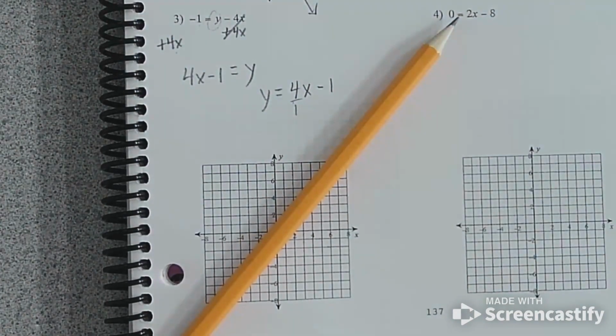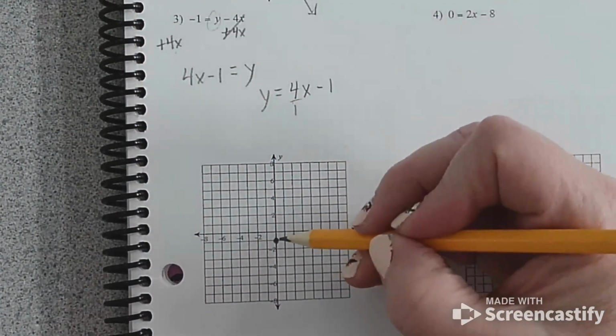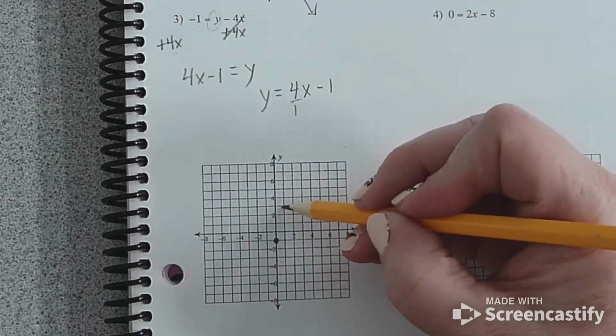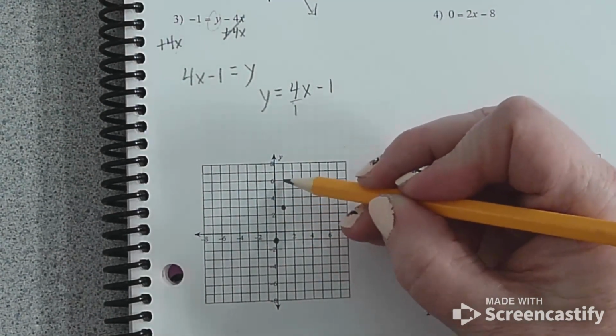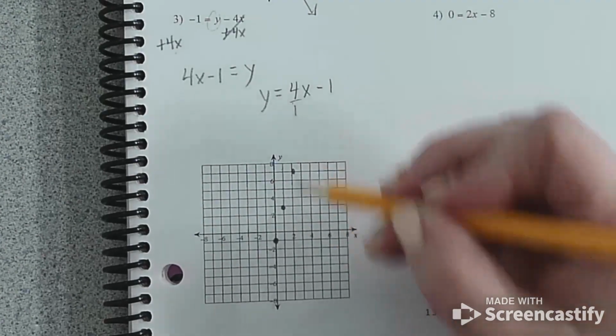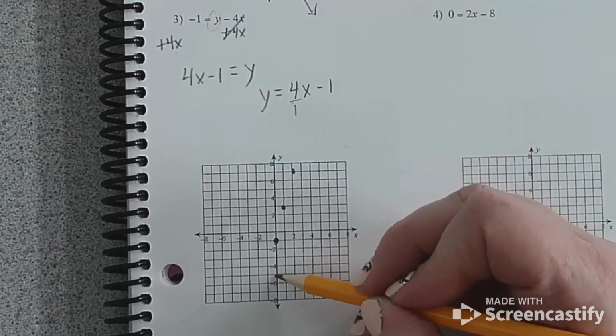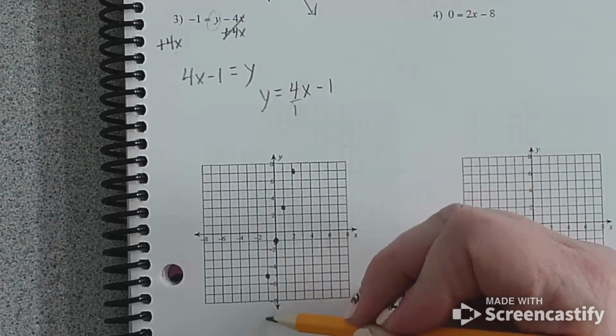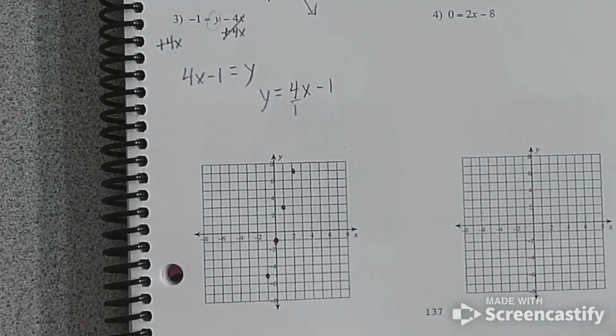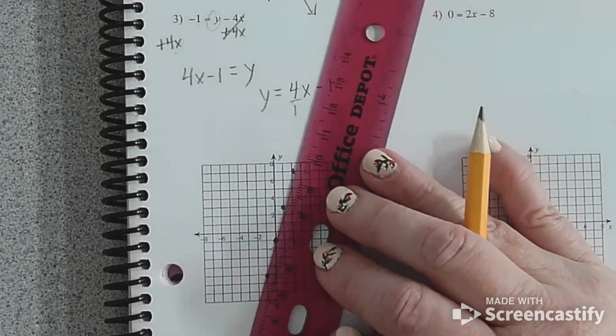So it's a positive. So now we're going to go up and to the right and down and to the left. So we're going to go up 4, 1, 2, 3, 4 over 1. Come back to your beginning point, down 4, 1, 2, 3, 4 over 1. And then we can't go any further down that way. So that is what our slope looks like.